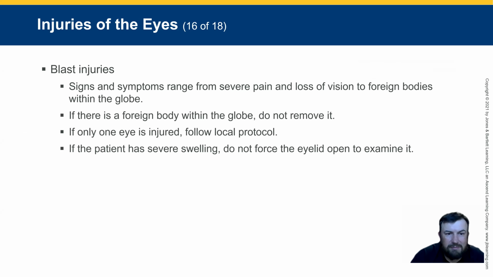Blast injuries: signs and symptoms range from severe pain to loss of vision to foreign bodies within the globe. If there is a foreign body within the globe, do not remove it. If only one eye is injured, follow your local protocol. Call medical direction. If you have questions, you're uneasy, ask for help on these. If the patient has severe swelling, do not force the eyelid open to examine it.